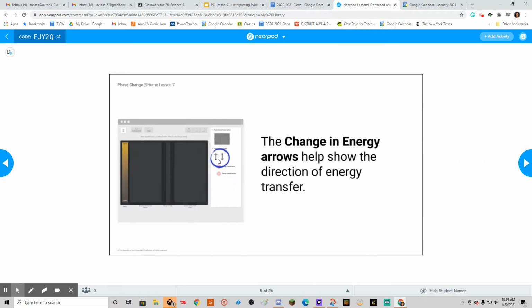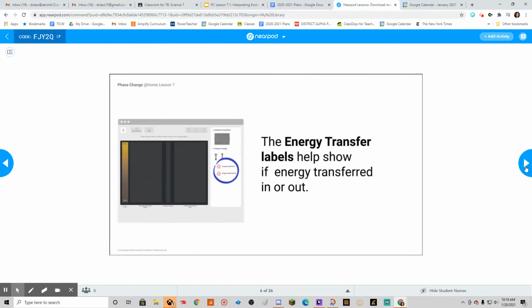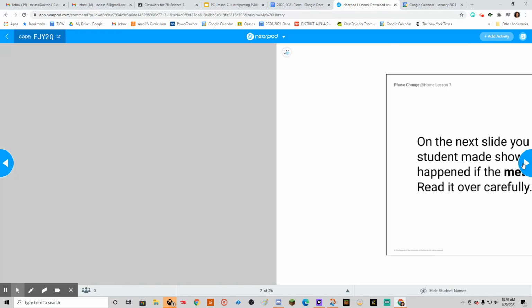The change in energy arrows helps show the direction of energy transfer. So, was energy being transferred in or was energy being transferred out? The energy transfer labels help show if the energy was transferred in or out as well. So, it just labels those arrows.